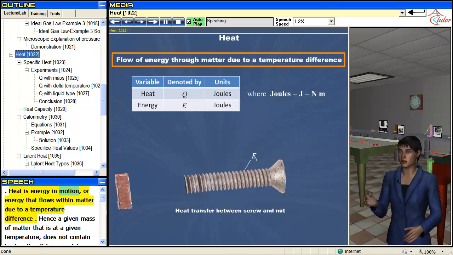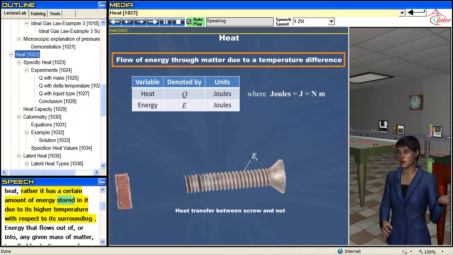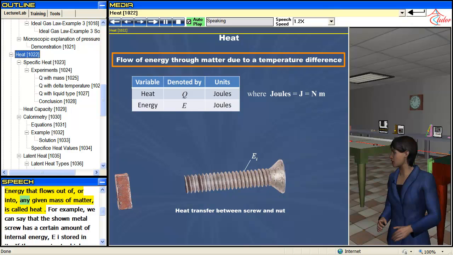Heat is energy in motion, or energy that flows within matter due to a temperature difference. Hence a given mass of matter that is at a given temperature does not contain heat. Rather, it has a certain amount of energy stored in it due to its higher temperature with respect to its surrounding. Energy that flows out of, or into, any given mass of matter is called heat.